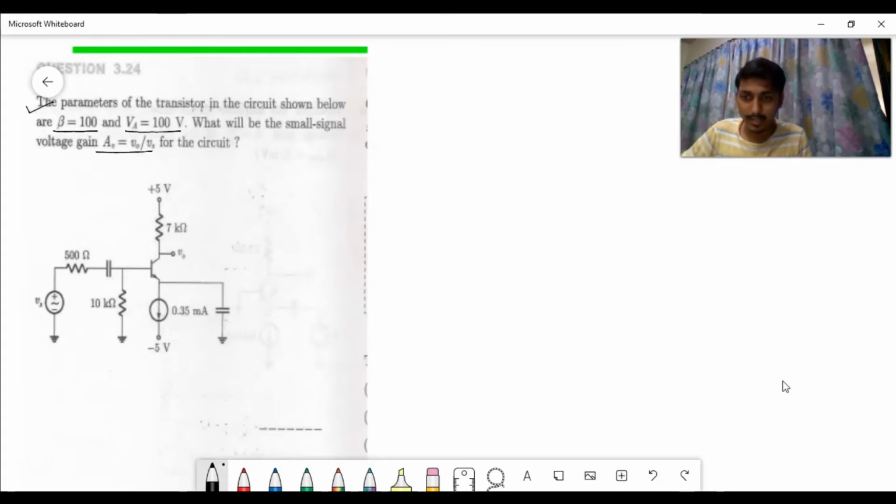So this is our circuit. Firstly we will do the DC analysis, to find the collector and base current for the transconductance, and then we will go for AC analysis. So this is our current, and this is minus VEE, that is nothing but minus 5 volt.